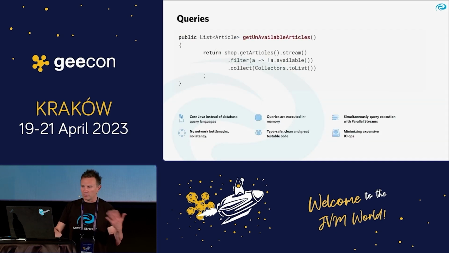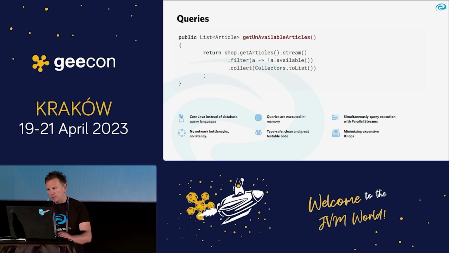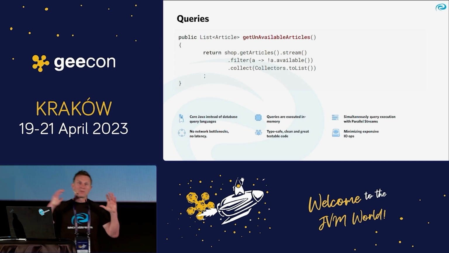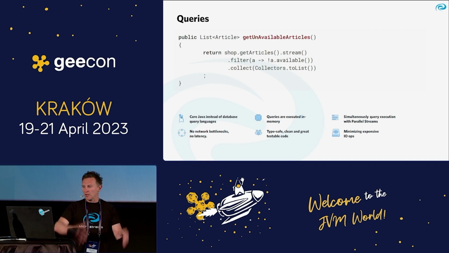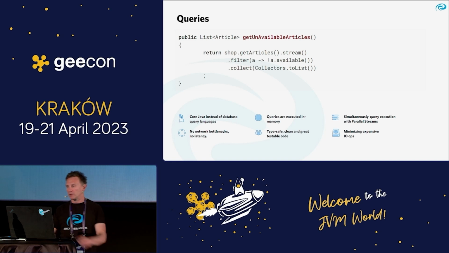Searching, filtering, just Java Streams API. You can also use GraphQL for that. And for allowing third-party applications access to your applications, you can also use GraphQL.